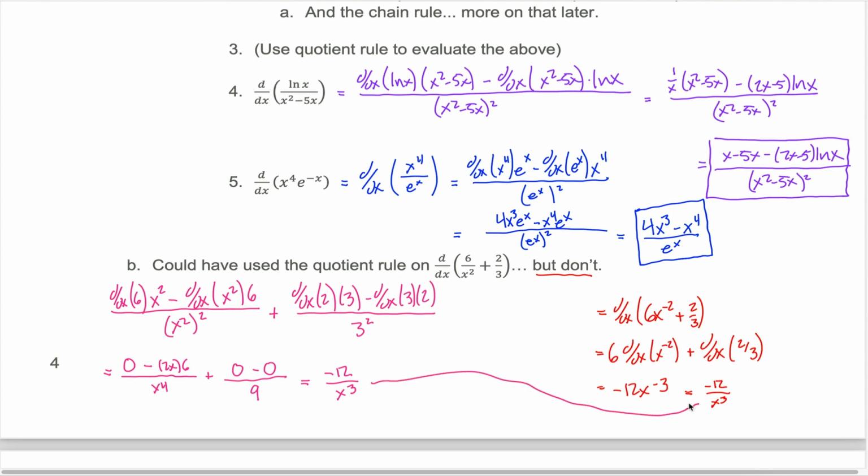I end up with the exact same answer that I got this way, although I think most people would say that this is a little bit harder, unnecessarily tedious perhaps, than what we did over here.